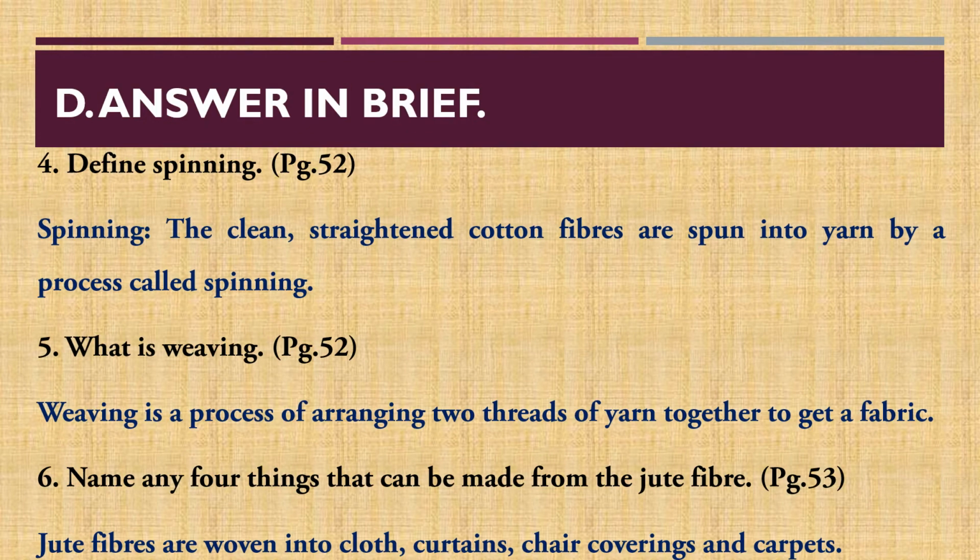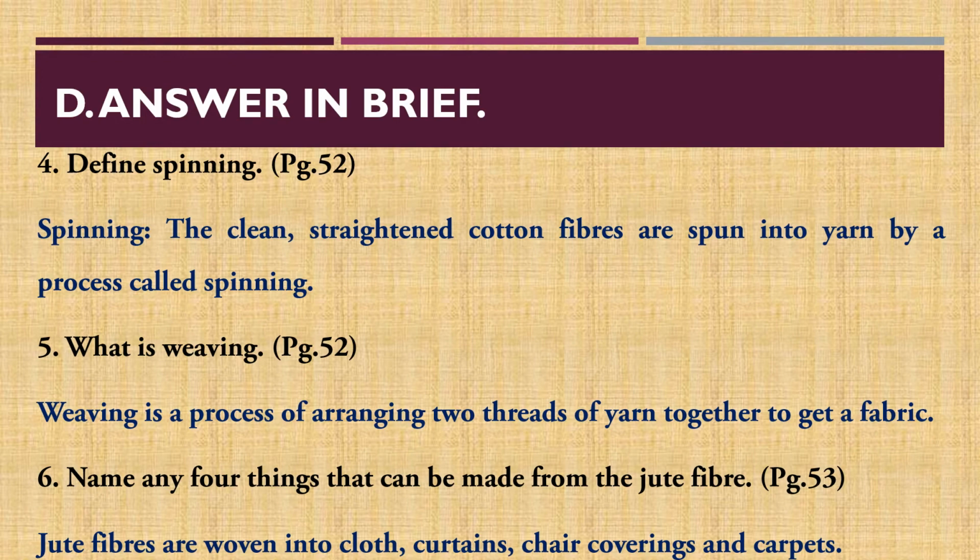Question 4. Define spinning. Answer is in page number 52, first point on the top. Spinning: the clean, straightened cotton fibers are spun into yarn by a process called spinning. Question 5. What is weaving? Answer is in page number 52 under heading Weaving. Third point: Weaving is the process of arranging two threads of yarn together to get a fabric.